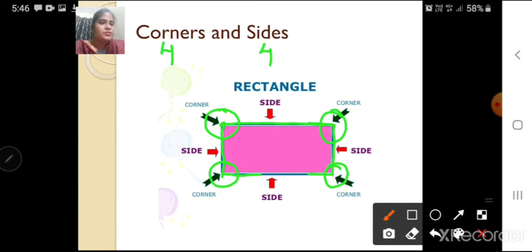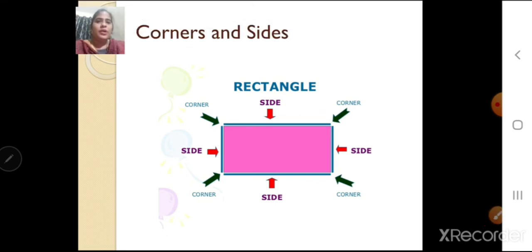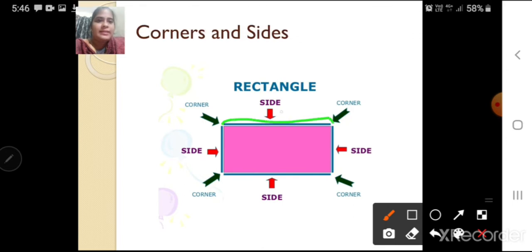How do we have four sides? Look here children. What is a side? The lines joining two adjacent corner points are called sides. So this is one side of the rectangle, correct? This is one more side of the rectangle. Then this is one more side, and this is one more side. So four sides form a rectangle. We can say the rectangle has four corners and four sides.